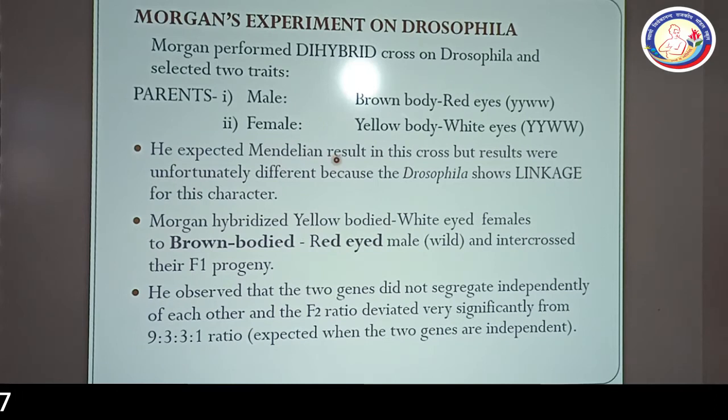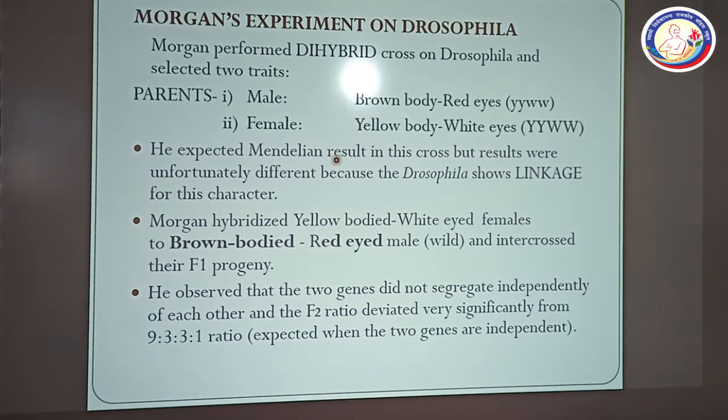He expected a Mendelian result in the cross. He was expecting the Mendelian results, but the results were unfortunately very different because Drosophila shows linkage for these characters. This was because of the presence of linkage, because these two genes are linked genes and present closer to each other. Morgan hybridized yellow-bodied, white-eyed females to brown-bodied, red-eyed males. It is considered a wild strain, and he intercrossed their F1 progeny. He observed that the two genes did not segregate independently of each other.